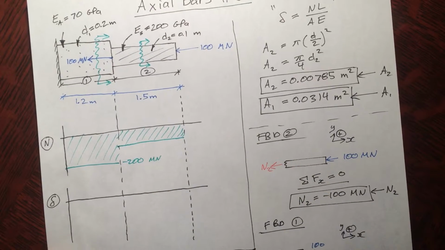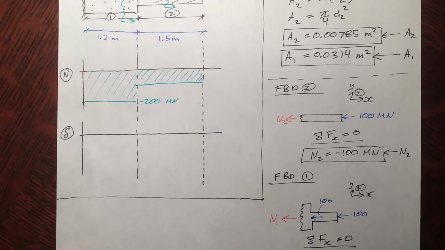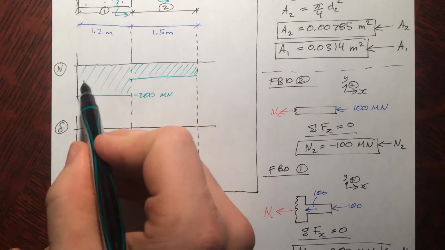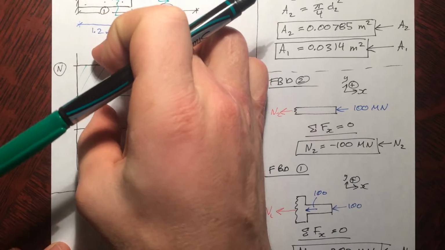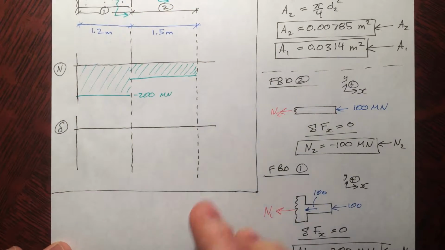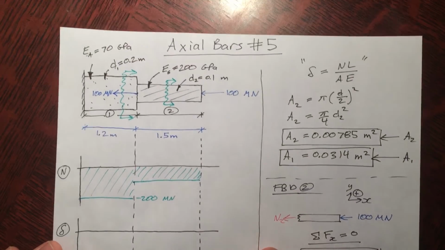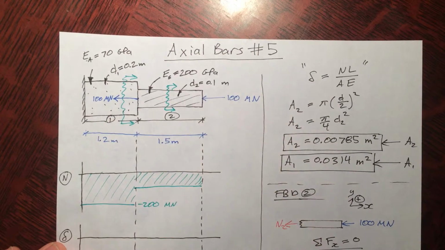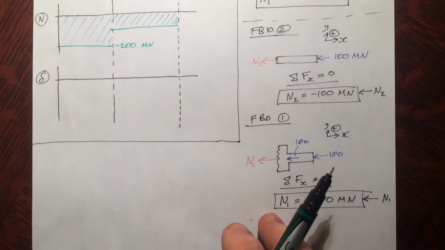Okay, so you could start making some assumptions about what this graph is going to be. You might look at this and say, oh, this is bigger, so this is going to be quite a bit steeper slope than this piece. But we can't really make that assumption yet because we have different moduluses of elasticity in different areas, so it might change before the end of the day.